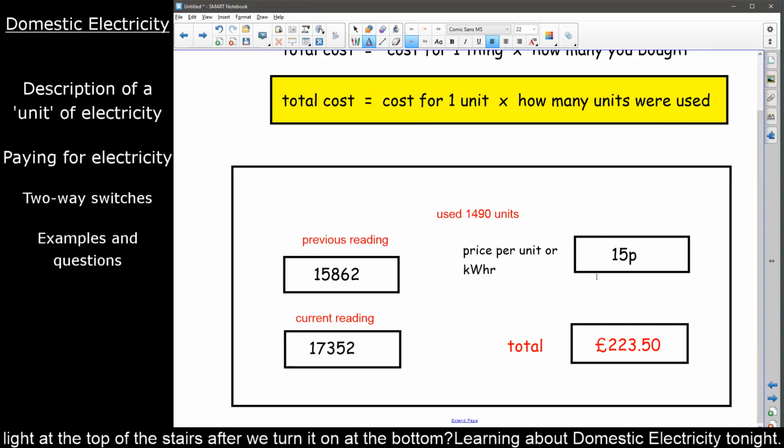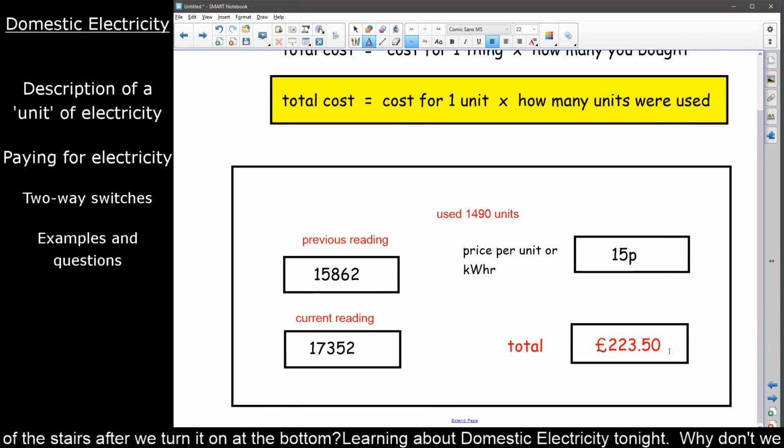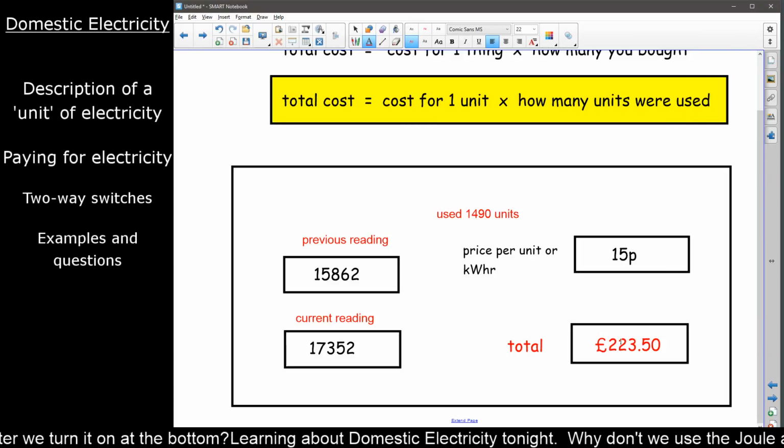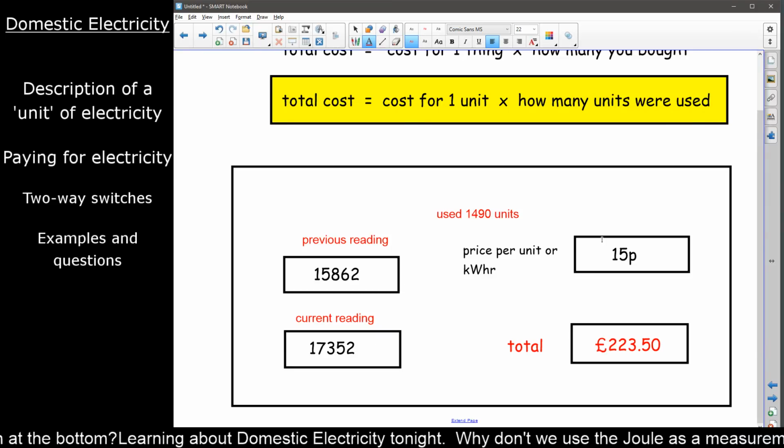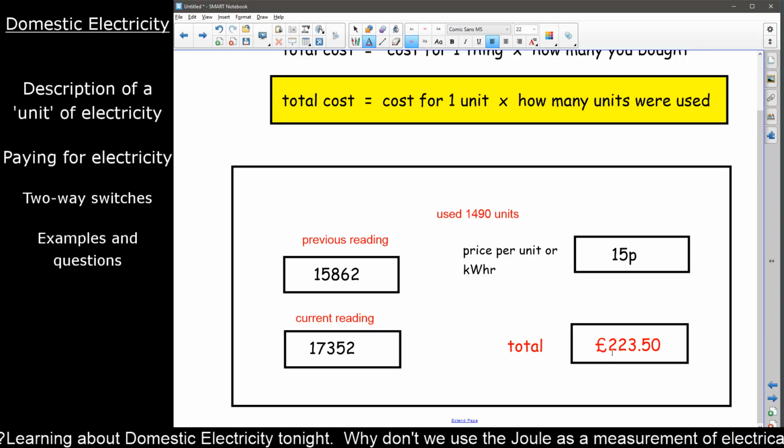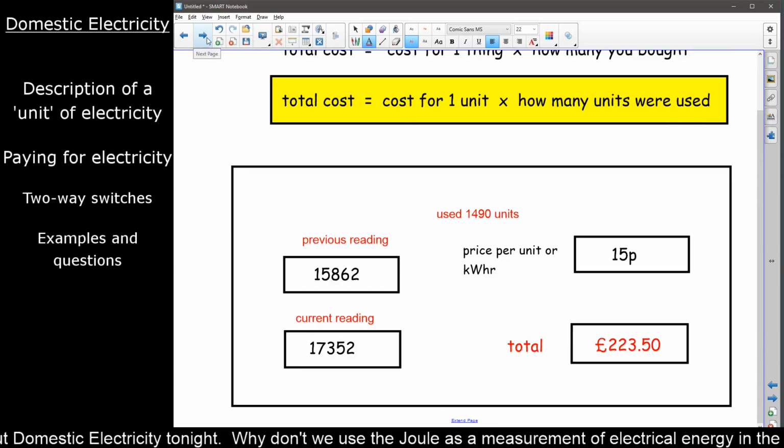Now, questions basically revolve around this. You will get this, this, and this, and be asked to find the total. Or you'll be given the price per kilowatt hour, the total, and be asked to find maybe one of the previous meter readings or the units used. You'll be given most of these and asked to find the missing one. That's the deal.